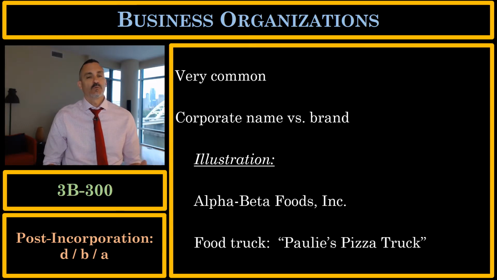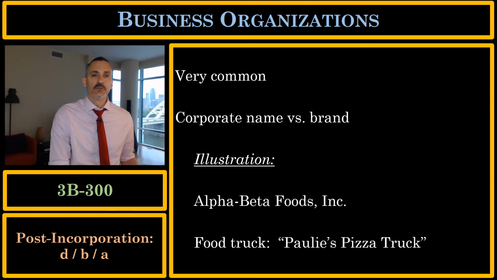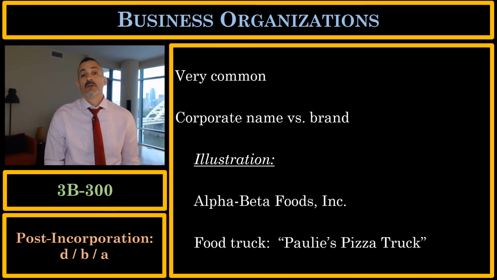Now you might ask, well, why do we have to file this certificate of doing business under an assumed name? Well, the idea is that if someone does business with Paulie's Pizza Truck and now needs to sue Paulie's Pizza Truck, there is no Paulie's Pizza Truck to sue. Paulie's Pizza Truck is not a legal person. The legal person is Alpha Beta Foods, Inc. And so the people who do business with Paulie's Pizza Truck need to be able to find out somehow who is actually behind this business. Who do I sue if I have some sort of complaint or dispute with Paulie's Pizza Truck?